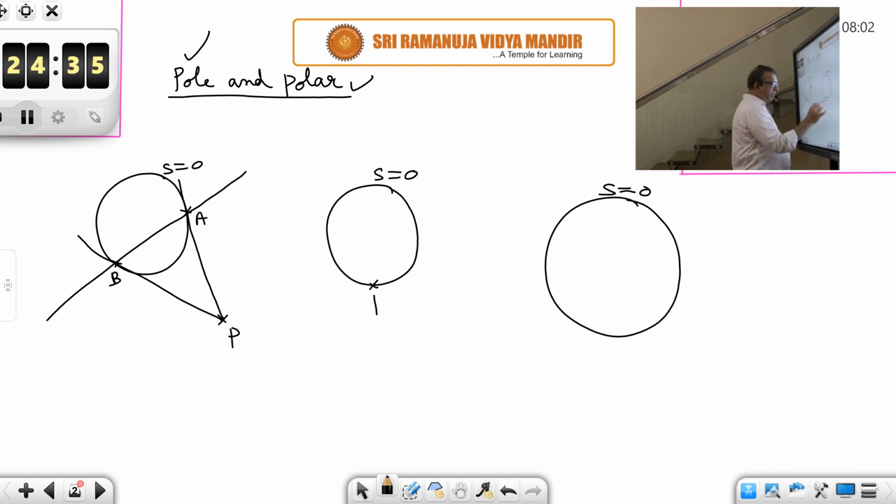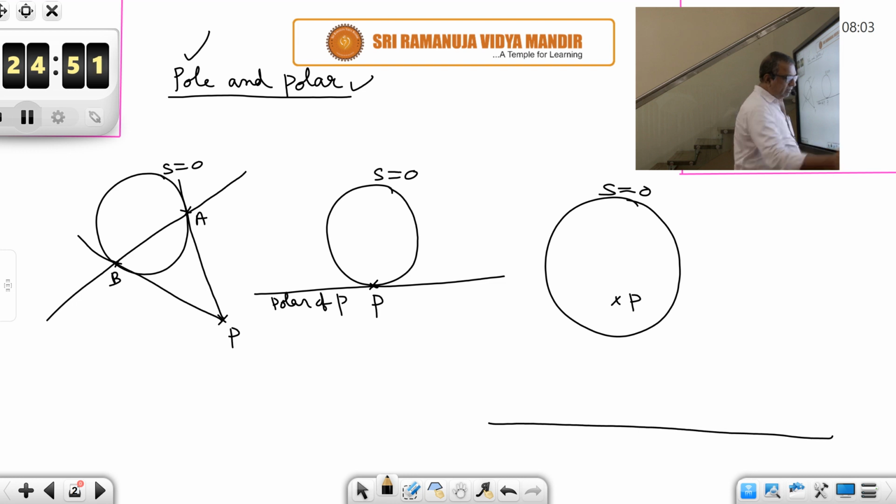If the point P is on the circle, then the tangent itself is polar. Therefore, polar meets the circle at only 1 point. If the point P is inside the circle, the polar will not meet the circle. It will be completely away from the circle. Understood? If the point is outside, polar meets the circle in 2 points because it is the chord of contact. If the point P is on the circle, then the polar meets the circle at only 1 point because tangent itself is polar. If the point is inside the circle, then the polar will be away from the circle.